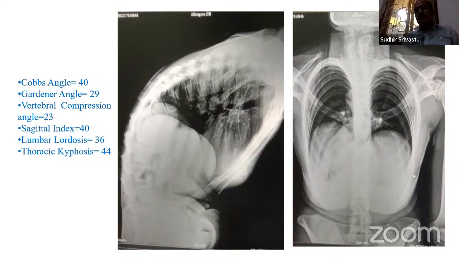So you will have to do multiple level posterior Ponte osteotomies, or sometimes what we used to do earlier, at multiple levels you do anterior opening to correct the kyphotic deformity. So this is just a history, which is directing us towards post-traumatic. So this is not a simple post-traumatic. There might be one wedge at that time, but the etiology is not because of that single level, the severe round kyphosis. That's what I feel.